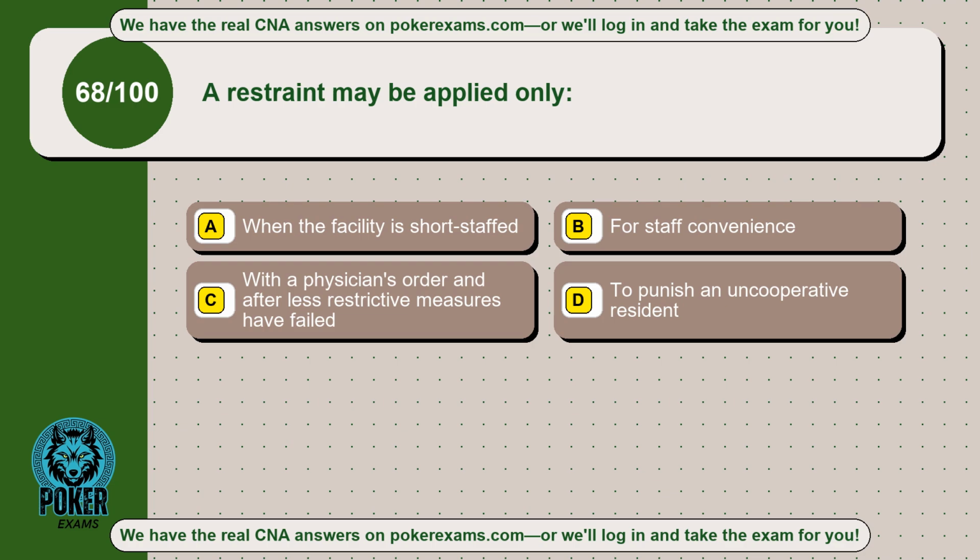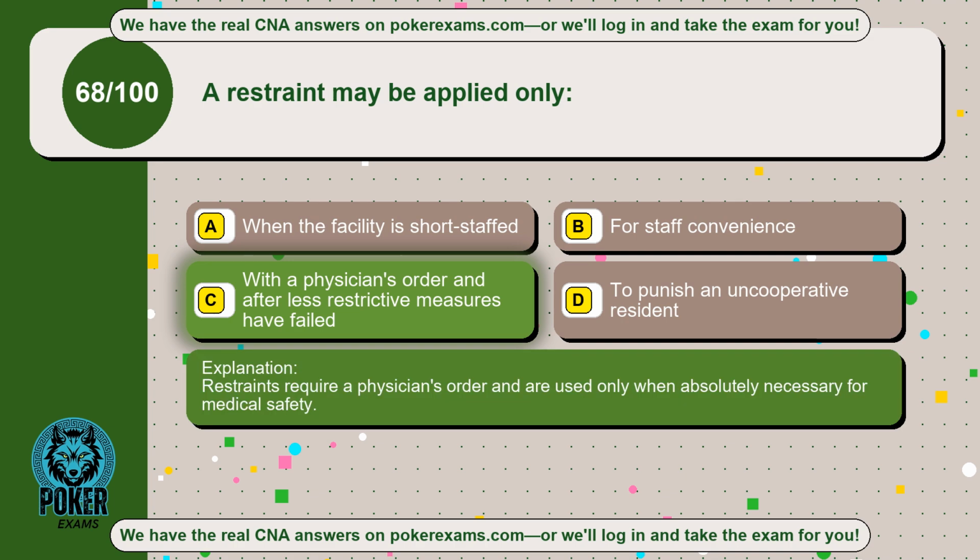Question 68. A restraint may be applied only: Option A. When the facility is short-staffed. Option B. For staff convenience. Option C. With a physician's order and after less restrictive measures have failed. Option D. To punish an uncooperative resident. The correct answer is option C. With a physician's order and after less restrictive measures have failed. Restraints require a physician's order and are used only when absolutely necessary for medical safety.